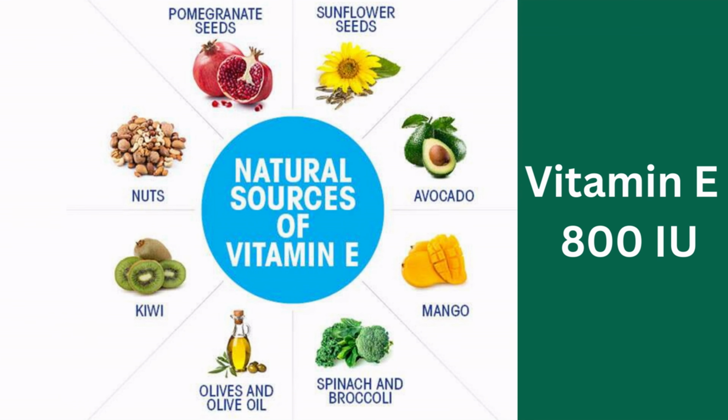Now, where do we get vitamin E from? Vitamin E is usually found in nuts and seeds. So you can have almonds, walnuts, seeds such as sunflower seeds, flax seeds. The recommendation of vitamin E is usually 800 units per day.